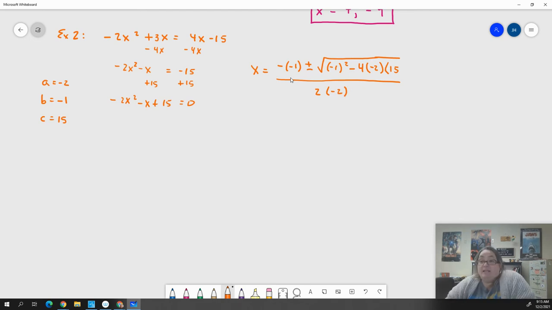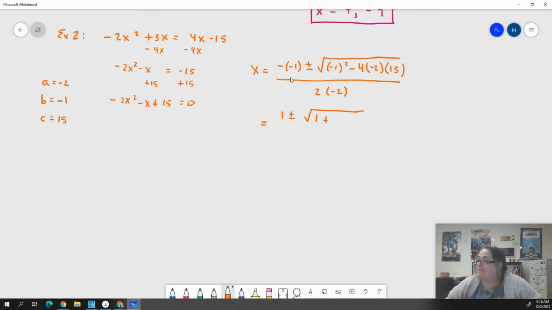Now we're not dealing with any variables. We only have numbers solving those problems, right? How are we going to do it? We're going to do what's under the parentheses first. So I am just going to rewrite this part. I'm going to go ahead and combine that negative and just go 1 plus or minus the square root of, well, let's look at this. 1 squared, negative 1 squared is just 1. Negative 4 times negative 2 is positive 8. 8 times 15, what are you? 8 times 15, 120.